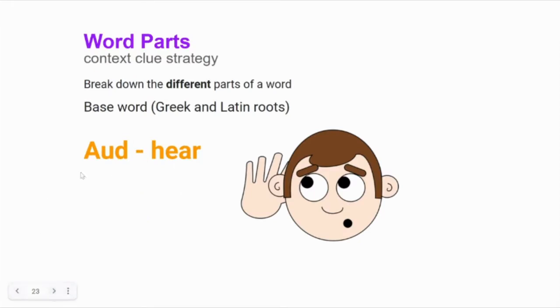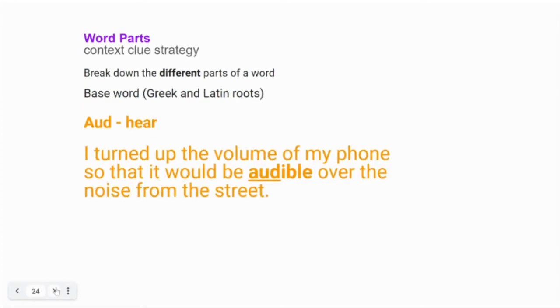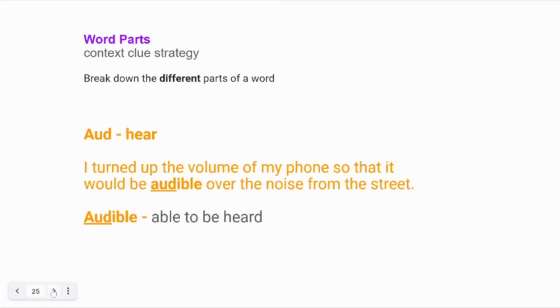Let's try another one. Aud, A-U-D, means to hear. And here is the word audible, and I see that it has the root aud in there, and I know it has something to do with hear. So this word must have something to do with hearing. I turned up the volume of my phone so that it would be audible over the noise from the street. So it must be something that I turned up the volume so that I can hear over the noise from the street. And the word audible, therefore, means able to be heard.